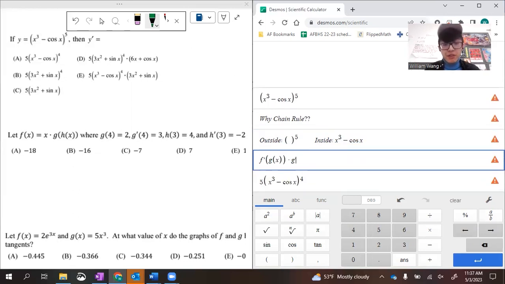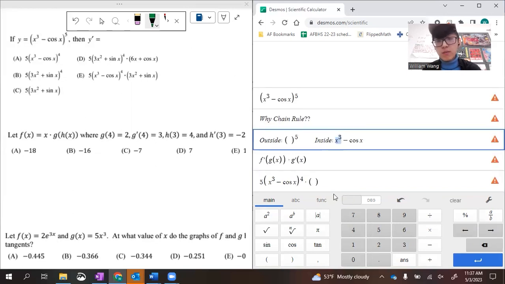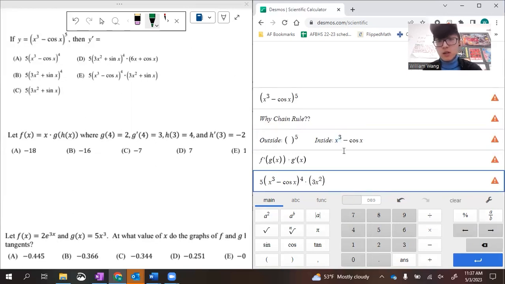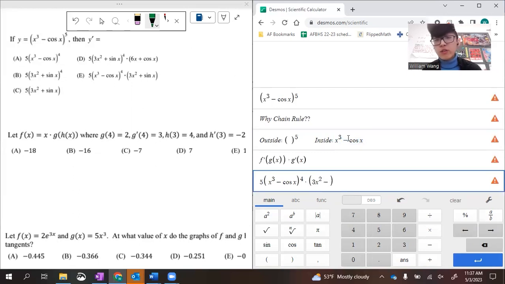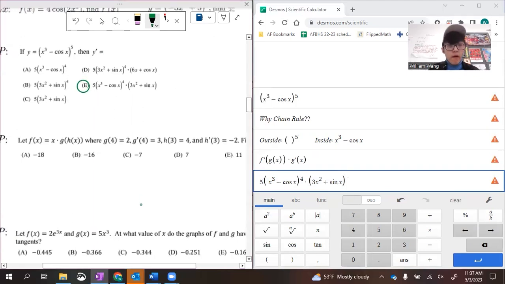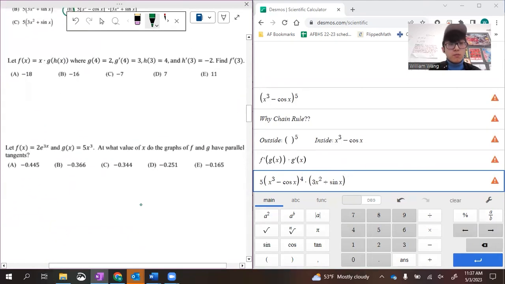Then I multiply by the derivative of the inside. So that's the derivative of g. The derivative of the inside is going to be 3x squared. Instead of minus cosine x, it's going to be minus the derivative of cosine x, which is negative sine x. So minus negative sine x, which is the same as plus sine x. All right, so that is my answer choice. Where does that show up? That shows up clearly with E. All right, hopefully that makes sense. Next question.